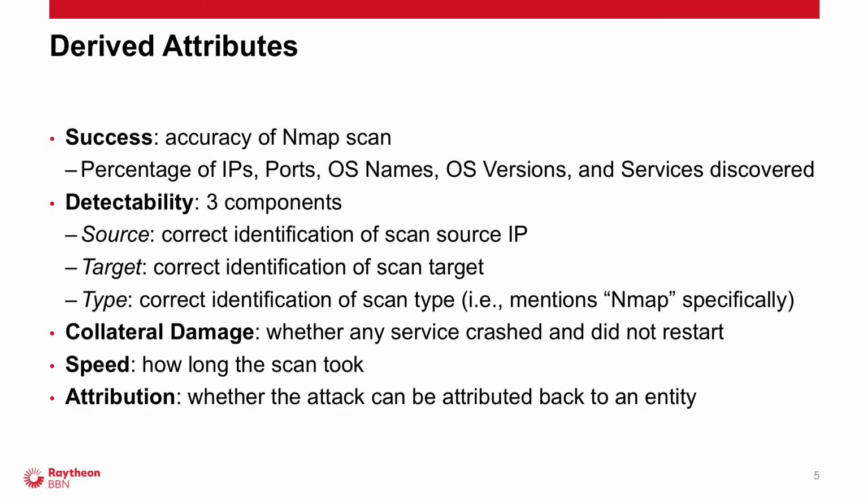Collateral damage measures whether any of those vulnerable services crashed and did not restart. Speed is how long the scan took, and then attribution is whether the attack can be attributed back to an entity. By that, we mean an entity like a person or an organization in the physical world, not just an IP address. For the current scenario which we are evaluating, that's going to be very simple.